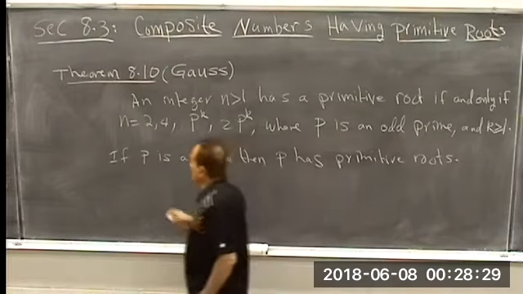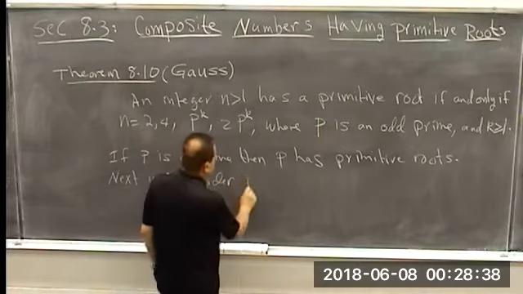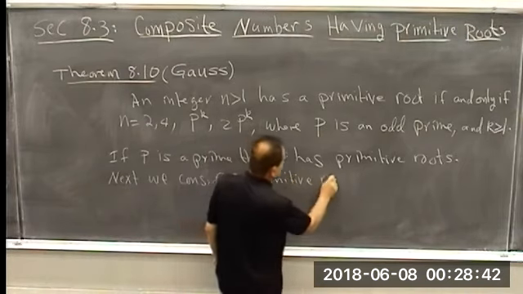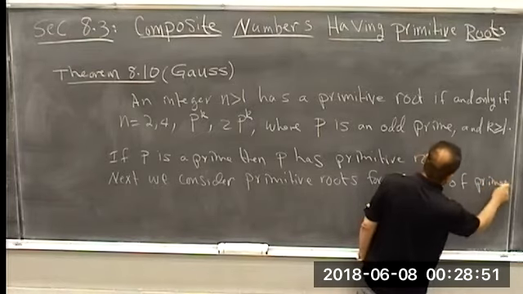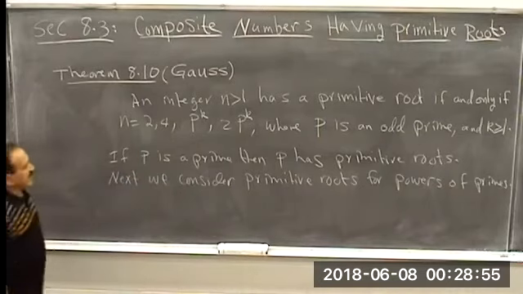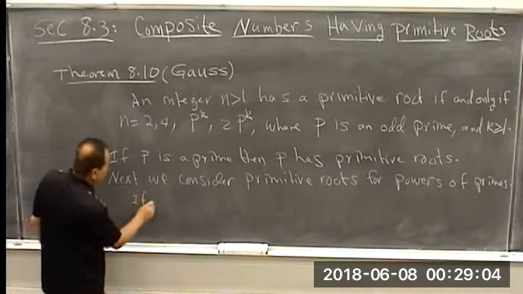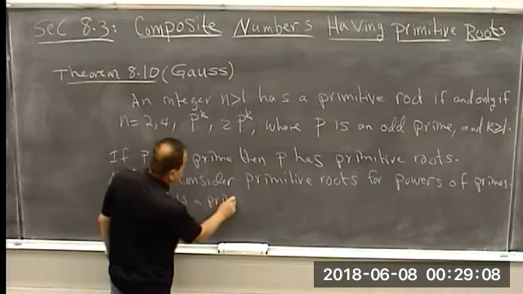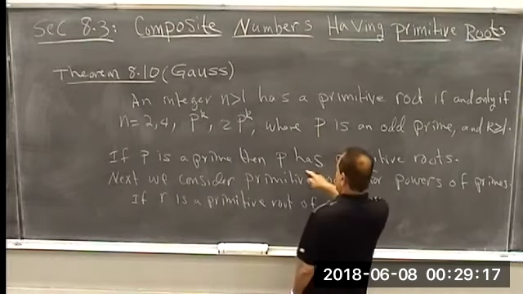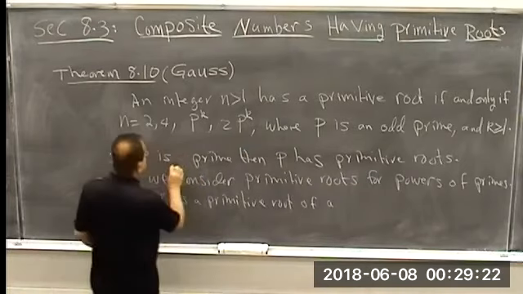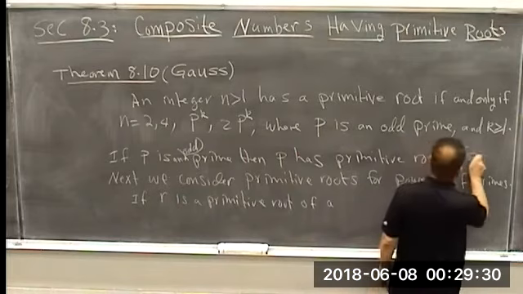So our next objective, we're going to look at, we consider primitive roots for powers of primes. A natural question is to ask: if R is a primitive root of another prime, let me say this is an odd prime. Right, this is actually what we showed. This is in section 8.2.